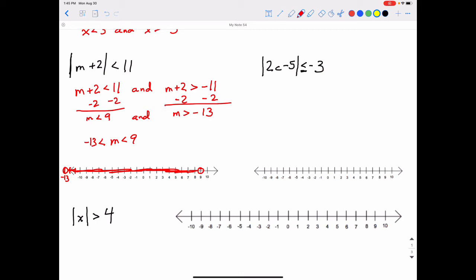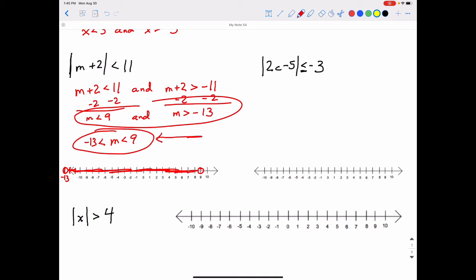Either one of these answers, whether you write it like this or like this, would be acceptable, but be aware that on multiple choice tests, many times they write it like that. So be aware that you may have to know both anyway. Let's try the next one.